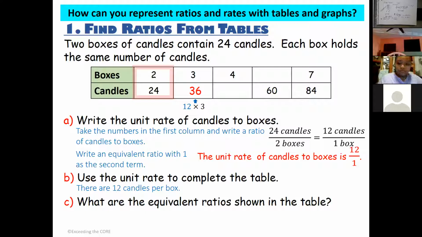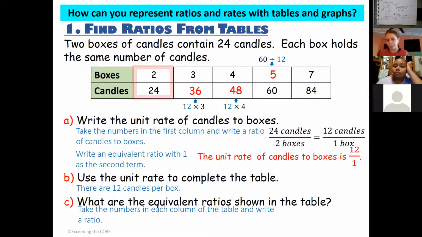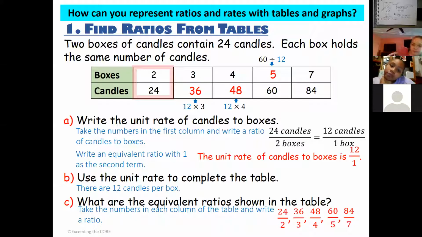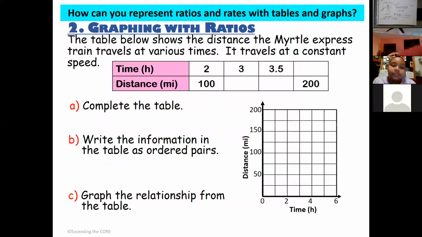So 3 boxes would be 36. What would 4 boxes be? 48. What about if I have 60 candles? How many boxes is that? 5. Yeah. You could take 60 and divide it by 12, and then 7 would obviously be 84. So what you would do is you would then take all the equivalent ratios and write them down. So we have 24, 2, 36, 3, 48, 4, 60, 5, and 84, 7. Okay. That's how you find ratios in tables and how you put ratios into tables.